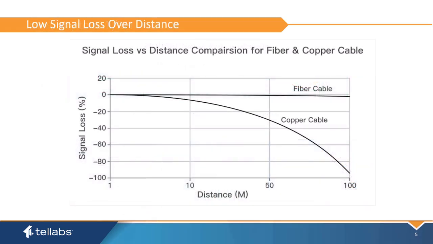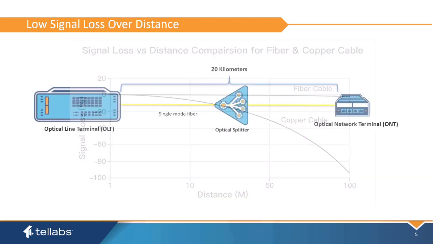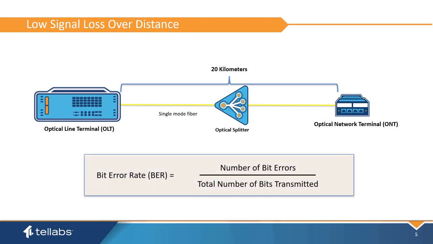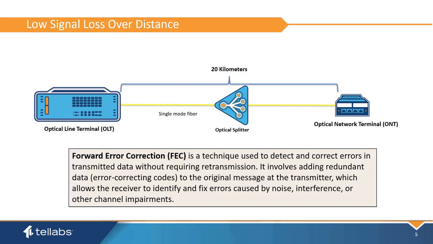Fiber optic cables have significantly lower signal loss over long distances compared to copper cables. This allows optical LAN to maintain strong, reliable connections over extended ranges without the need for signal boosters or repeaters. Bit error rates are minimized by employing transmission standards for the PON fiber interface. The TEL Labs optical LAN system uses forward error correction over up to 20 kilometers between OLT and ONT to optimize signal reliability.